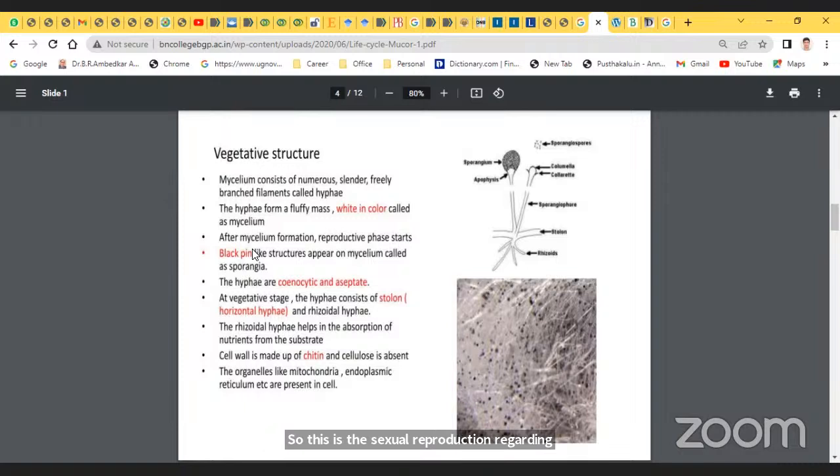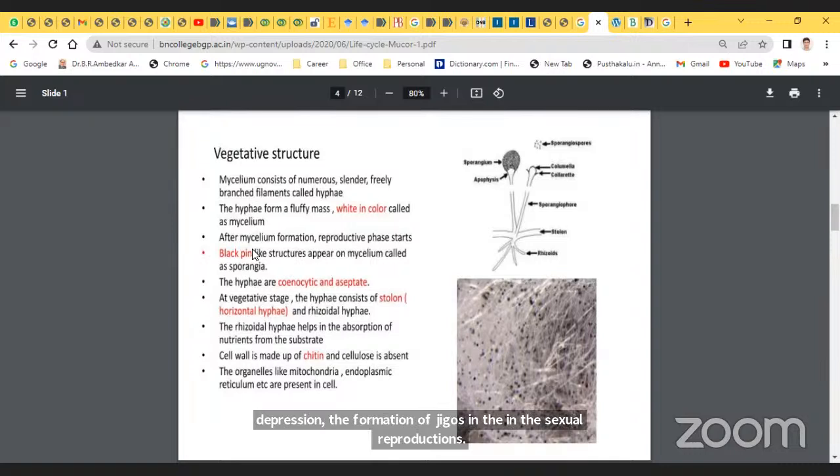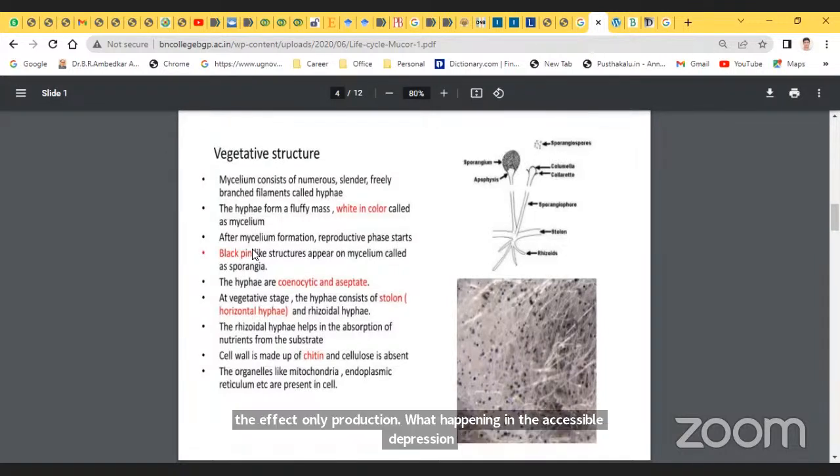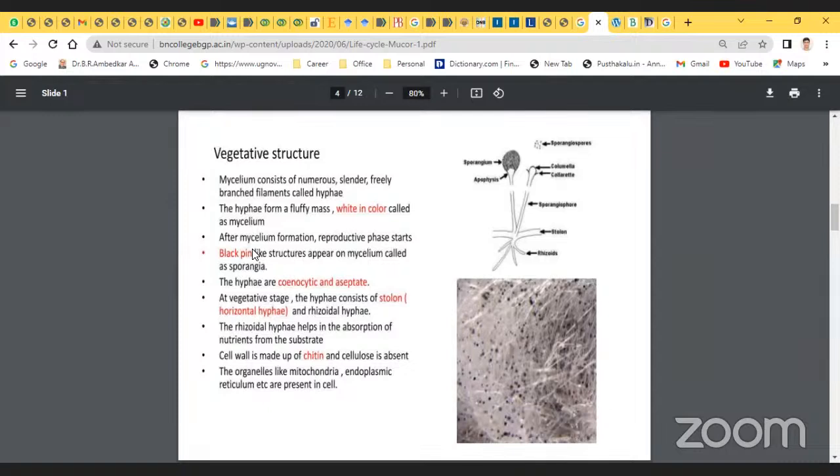And the asexual reproduction, what is happening in the asexual reproduction? The reproductive structures are the sporangiophore and sporangia. The sporangia consist of spores. The spores are called sporangiospores, and one dome-shaped part is there in the center. It is called the columella. These are the asexual reproduction structures.